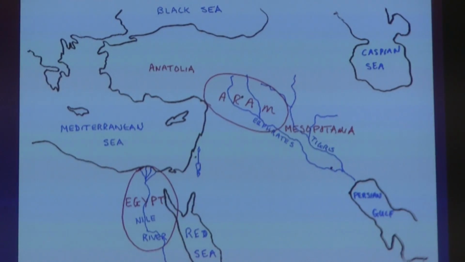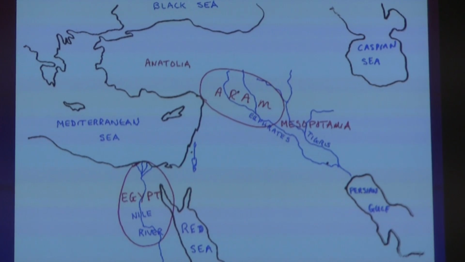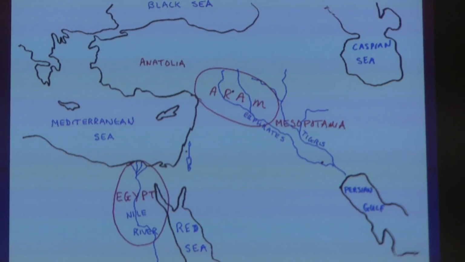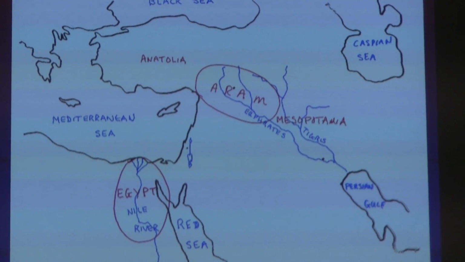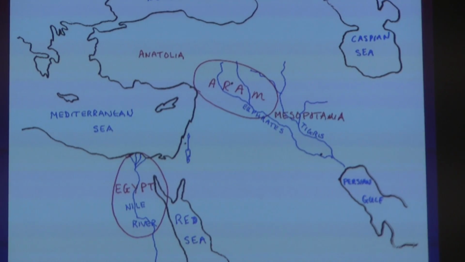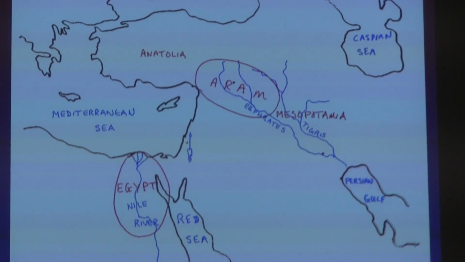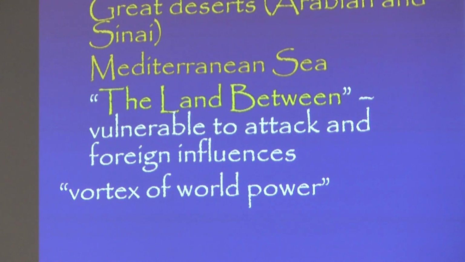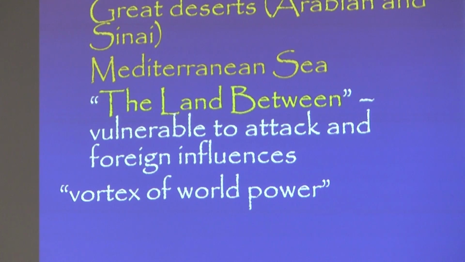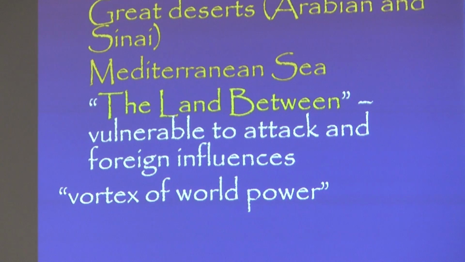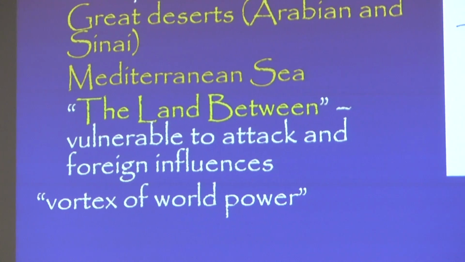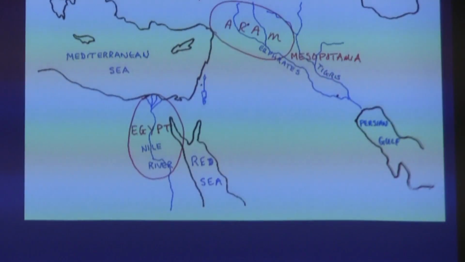So this was our geopolitical entity and the land bridge in the area that's right here, vulnerable to attack and foreign influence, but also, as we've said, capable of being a podium from which messages could go out. George Adam Smith, a significant historical geographer from the 19th century, called this area, what we're calling the land between, a vortex of world power. And for those of you who follow contemporary history and developments, that's still true, very much so these days.